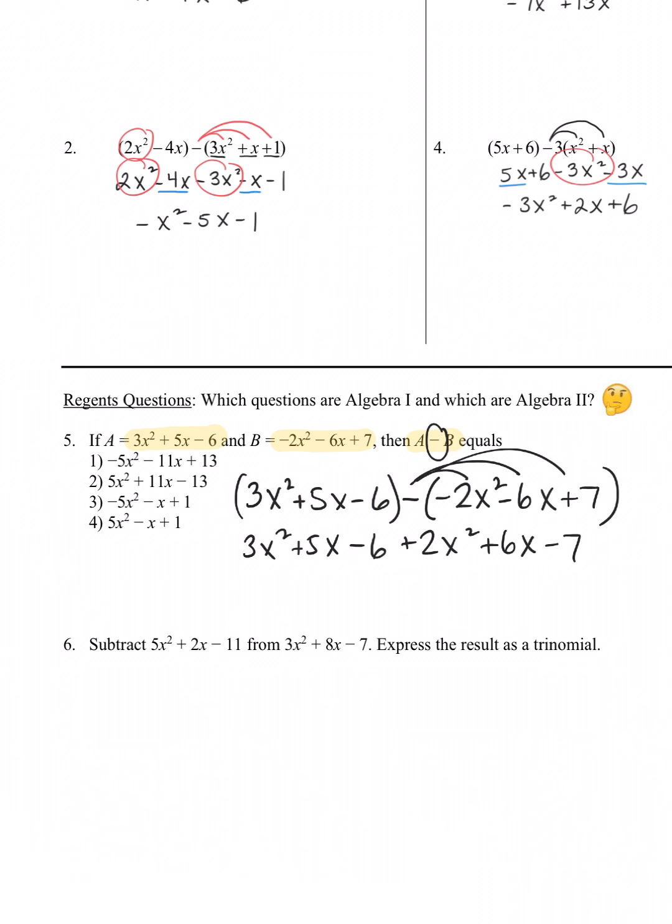So now let's go ahead and add our like terms. 3x squared plus 2x squared, that's going to give us a 5x squared. I have a 5x plus a 6x, which is going to be a positive 11x. And lastly, I have a negative 6 and a negative 7. When I add those together, I'm going to get negative 13.